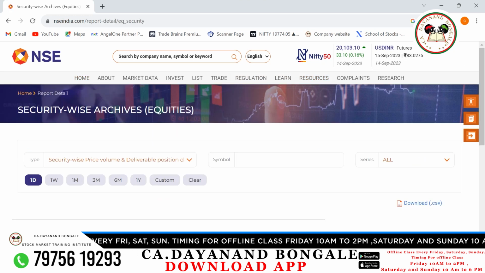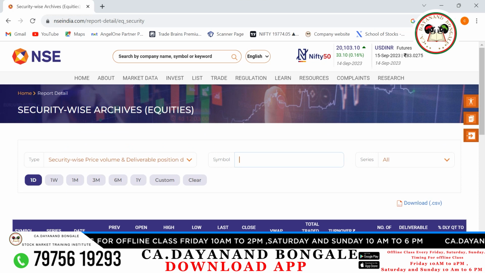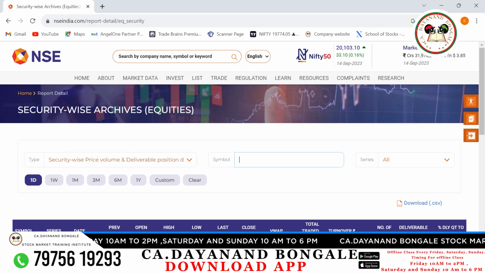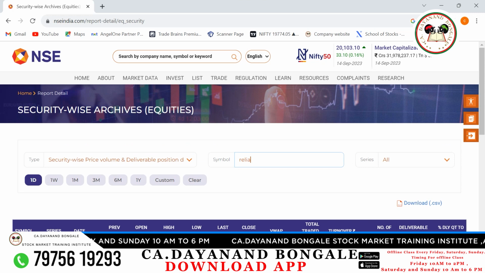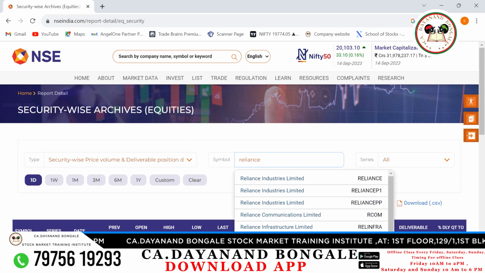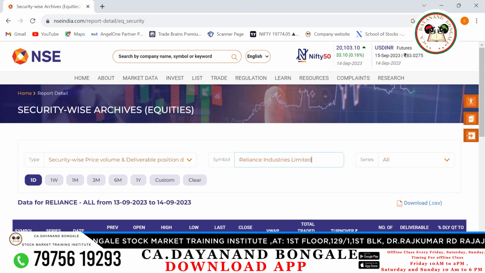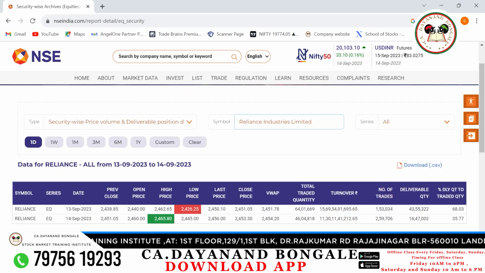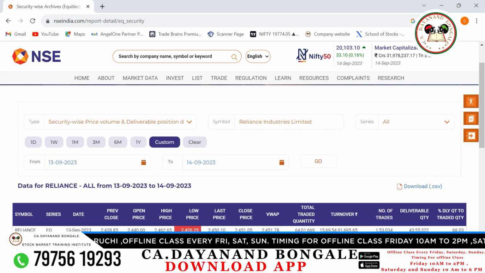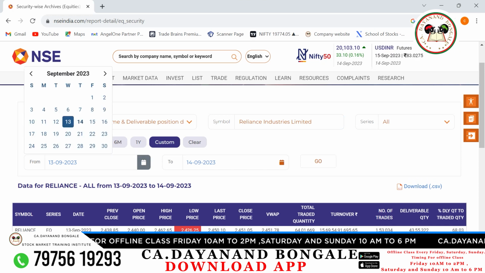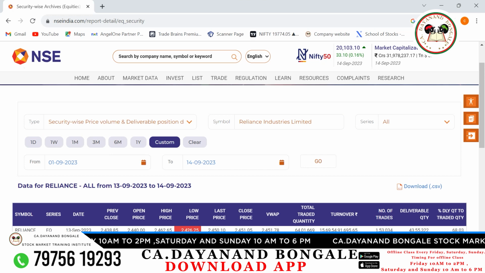So here we can see symbol. For example, we'll check the delivery percentage for each single day from 1st of September to today, that is 13th of September. So I'm clicking on symbol Reliance. I can find Reliance Industries Limited here. I clicked on it and I can see 1 day, 1 week, 1 month, 3 months, 6 months, 1 year and custom. So I can have a customized filter. I am clicking on it, and I have taken 1st of September to 13th of September.